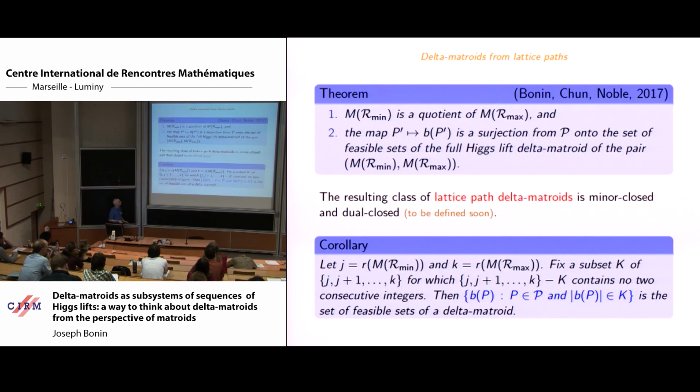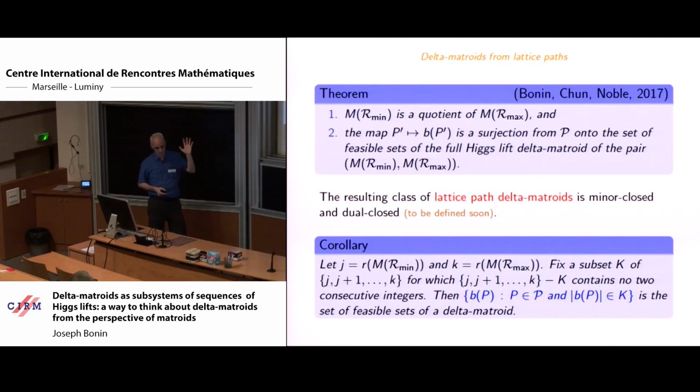And the theorem is that the min one is a quotient of the maximum lattice path matroid there. And what you're getting in between are exactly the Higgs lifts. Okay? And this gives you a minor closed and dual closed class of delta-matroids. There are other things I could say there, but I need to move on. This actually illustrates what happens with delta-matroids in general.